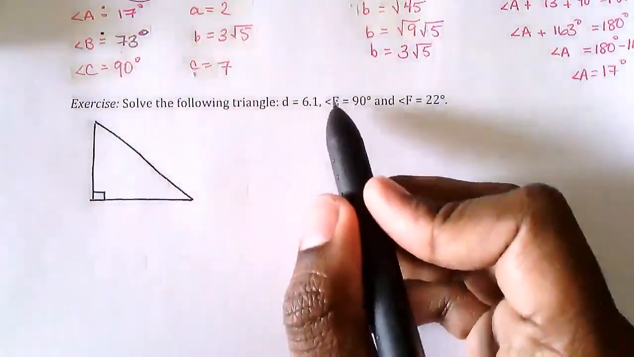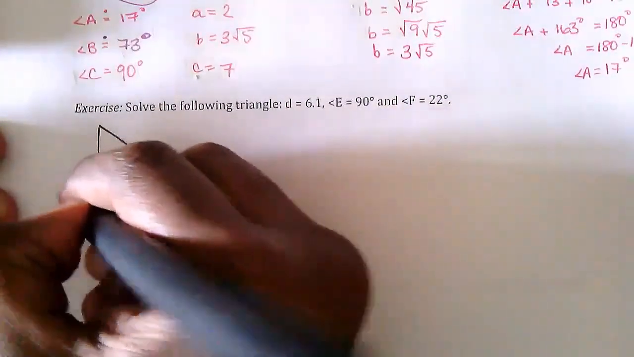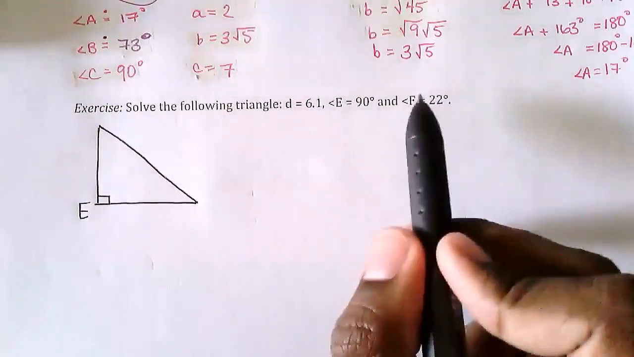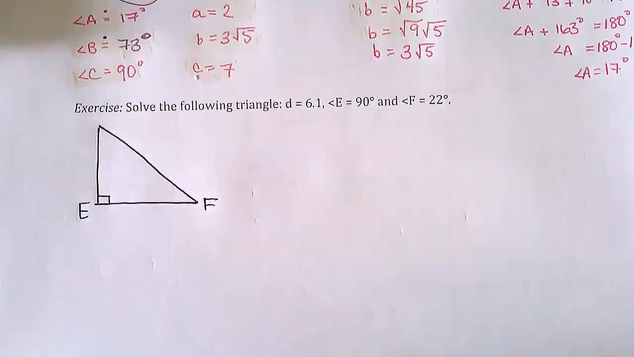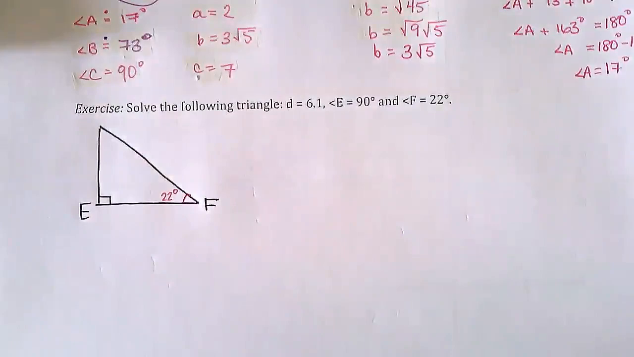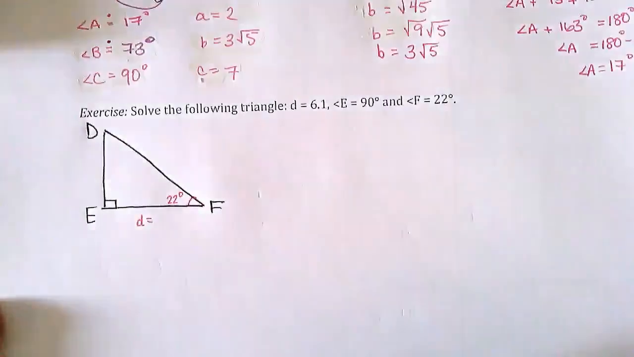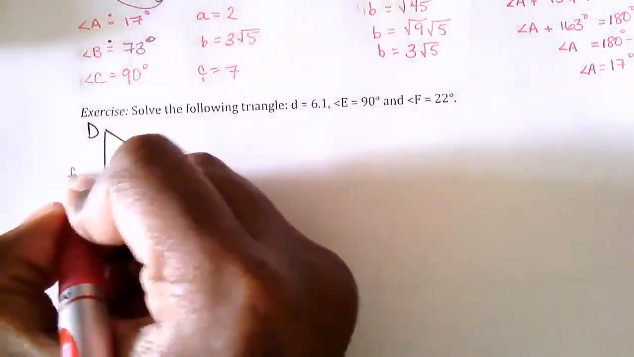Okay. You also know that angle E, 90 degrees, happens at the vertex called E. You also know that you have another angle called F, and F is 22 degrees. So let's put that in, 22 degrees. They also give you side length d, which means one of your other vertices should also be capital D, and you should label the sides. So if this is capital D, this is lowercase d. If this is capital E, this is lowercase e. And if this is capital F, this is lowercase f.